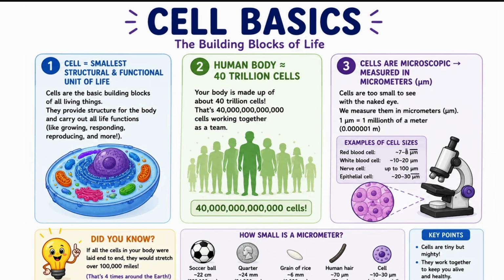Cell basics. Cells are the smallest structural and functional units of life. They provide shape, support, and carry out all essential life processes, such as growth, reproduction, and responding to the environment. Without cells, life would not exist. There are 40 trillion cells in the human body. The size of a cell is measured in micrometers.